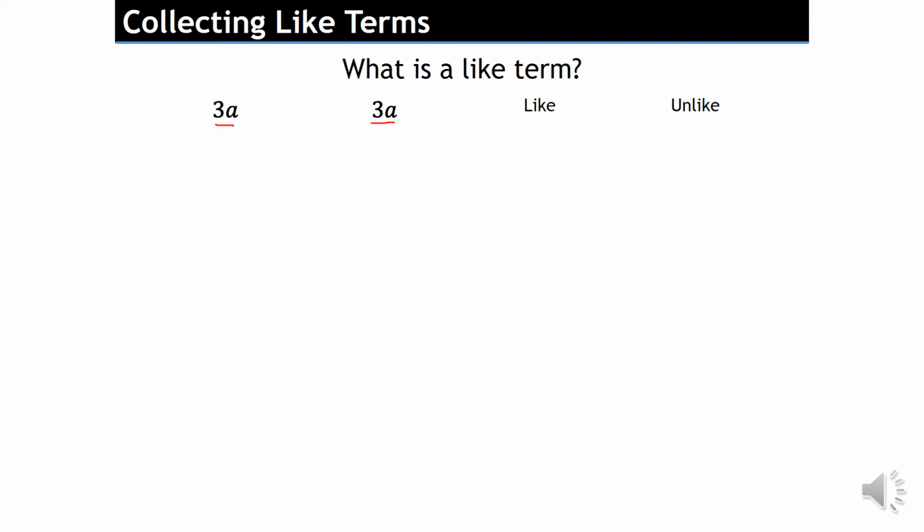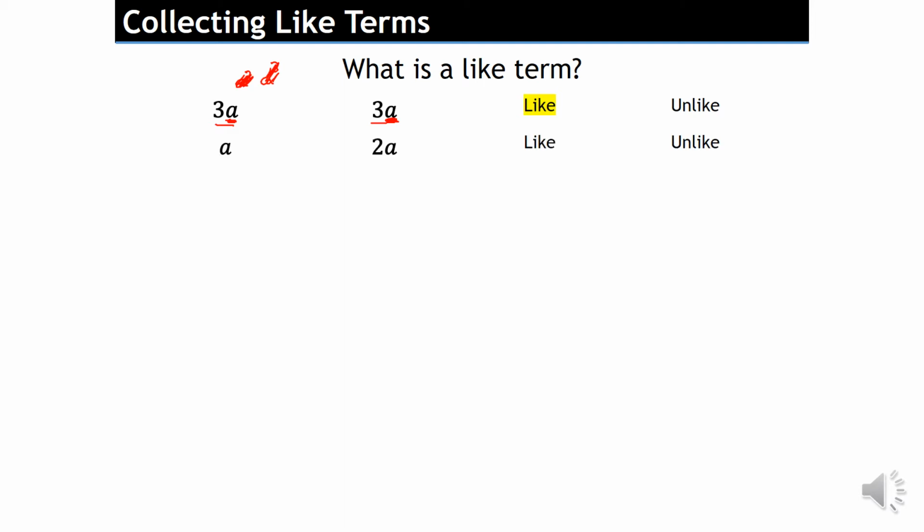So basically the key thing to deciding if something is a like term is looking at what letter it has next to it. So these two, the letter they have is a, and we don't have a squared or a cubed, it's just a. And if they're the same, if it's just a for both and there's no squares or cubes or anything, then they are like. So these ones are like terms because they've both got the same letter and the letter doesn't have any powers for both. However, if they were both a squared, that would still be a like term, just for future reference.